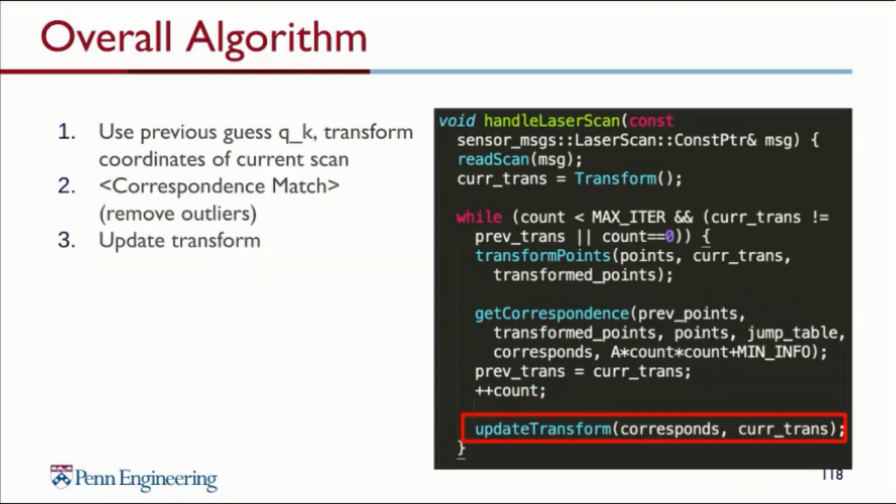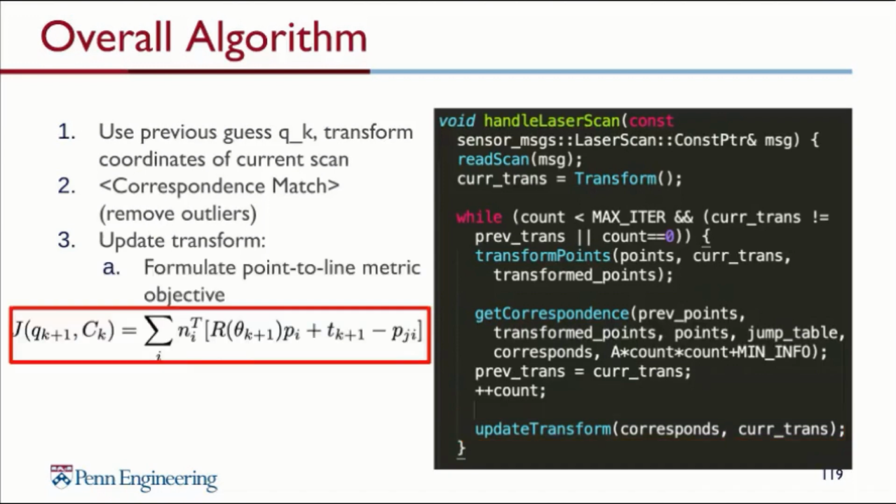After the correspondences have been found, the transform is then updated in the update transform function. Now, to do this update, we first proceed by formulating the point-to-line metric objective shown here. Now, this may look very complicated, but in fact, we can understand this if we recall some basic vector geometry.